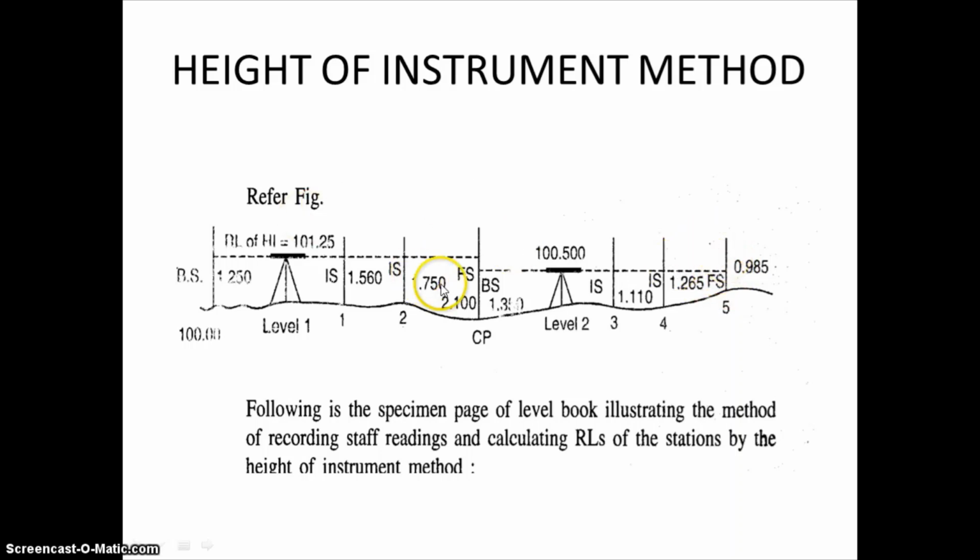Once you take all the readings, what do you have to do? You have to calculate the RL of this point 1, station number 1, station number 2, then this station. So what you have to do? Just deduct all the IS and foresight values from your HI value, and you will get the respective RL. And whenever you take a change point, you have to take a new HI. So RL of change point plus backside, you will get the new HI. And once you get the new HI, again you have to do the same procedure. You deduct all the IS and foresight values from this particular HI, and you will get the respective station RL value.